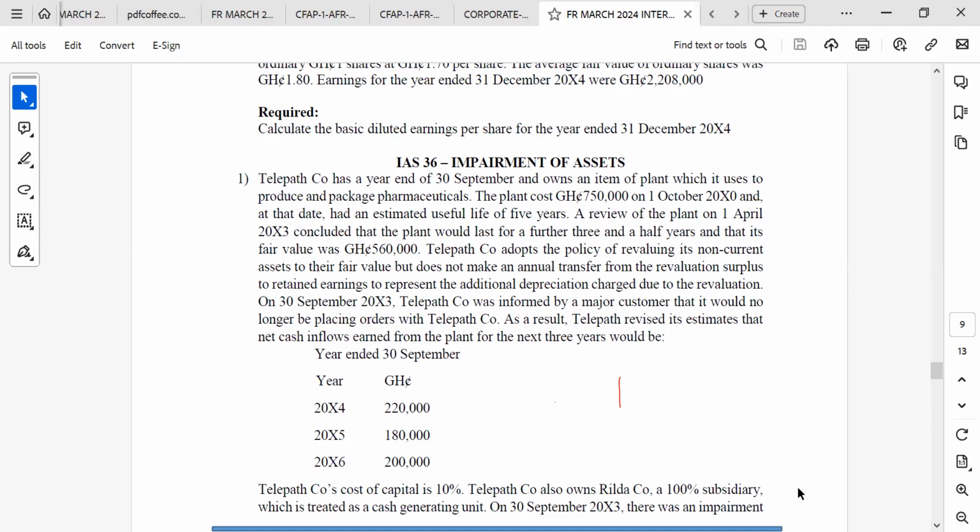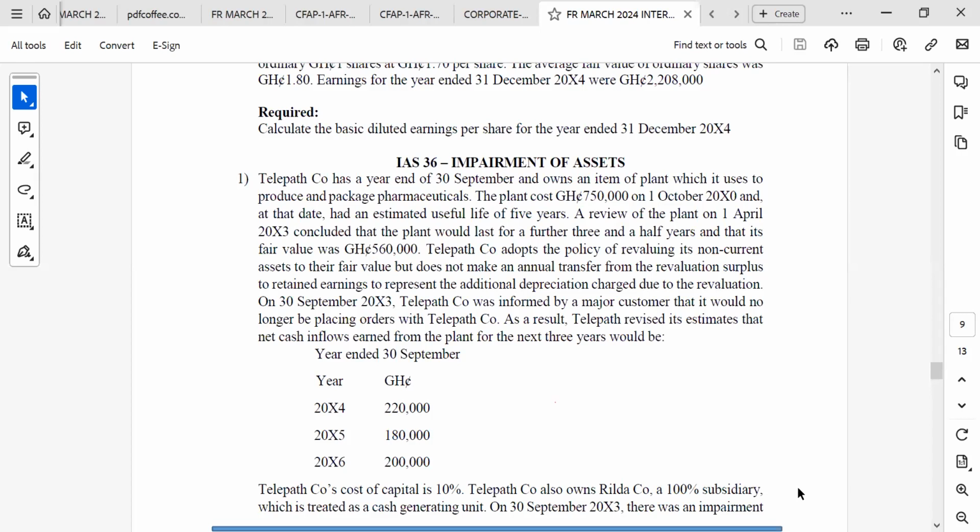The company does not make an annual transfer from revaluation surplus, so there will not be anything happening there. Let's come to this place. On 30th September 2x3, Telepath Co. was informed by a major customer that it will no longer be placing orders with Telepath Co. As a result, Telepath revised its estimate of the net cash flow earned from the plant for the next 3 years. These are the values.